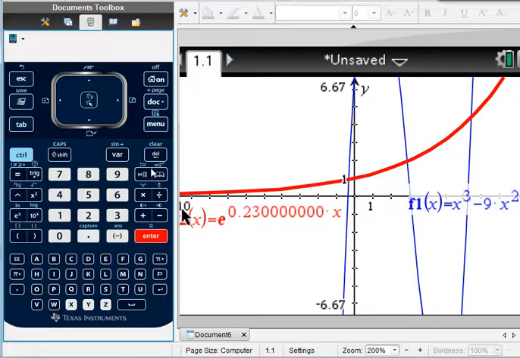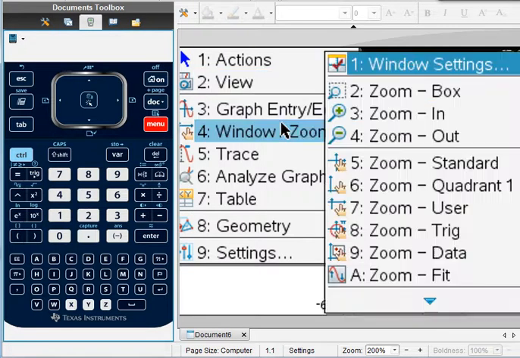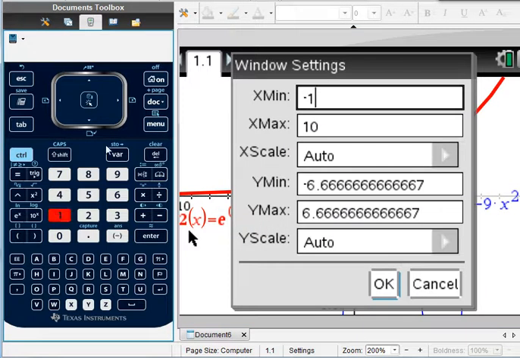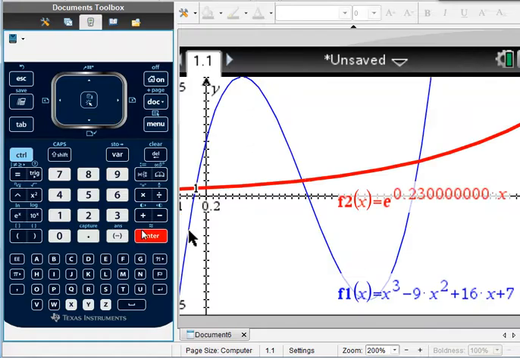And again, change our window size here. Change the x minimum to negative 1. We've got 10, and then y minimum, we had it was negative 15 to 15, I think. There you go. So we can see the regions enclosed now.